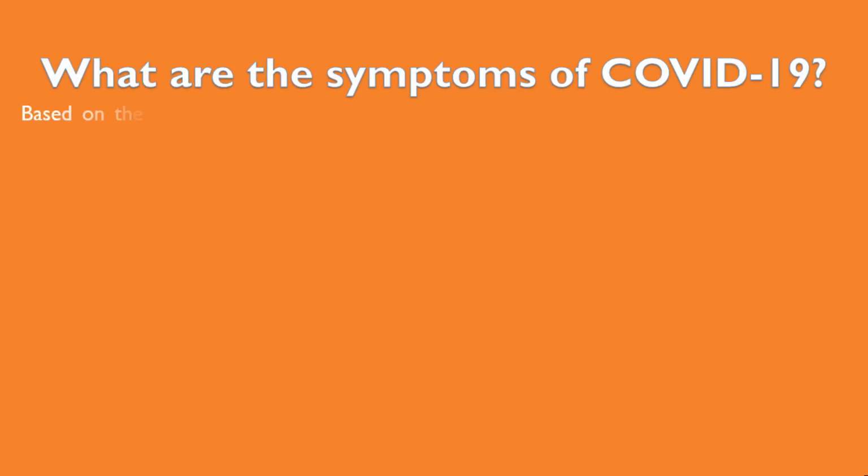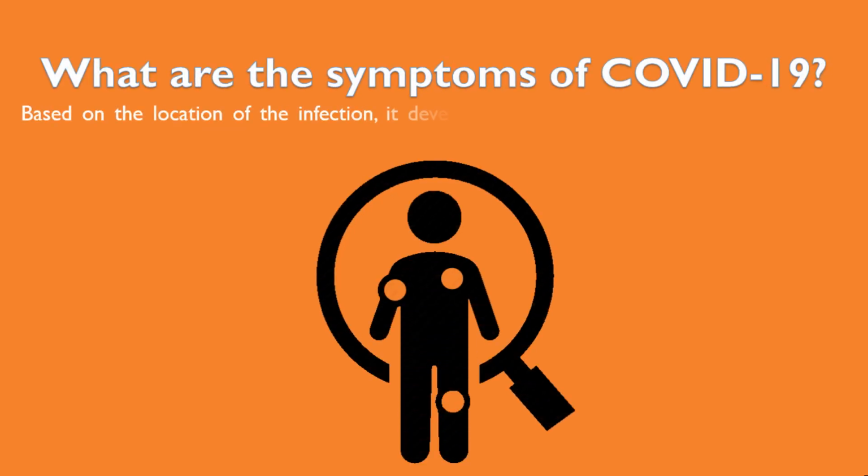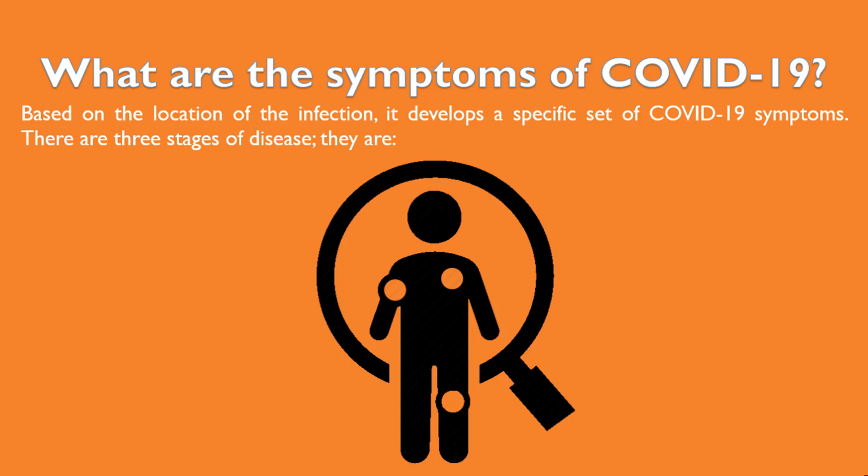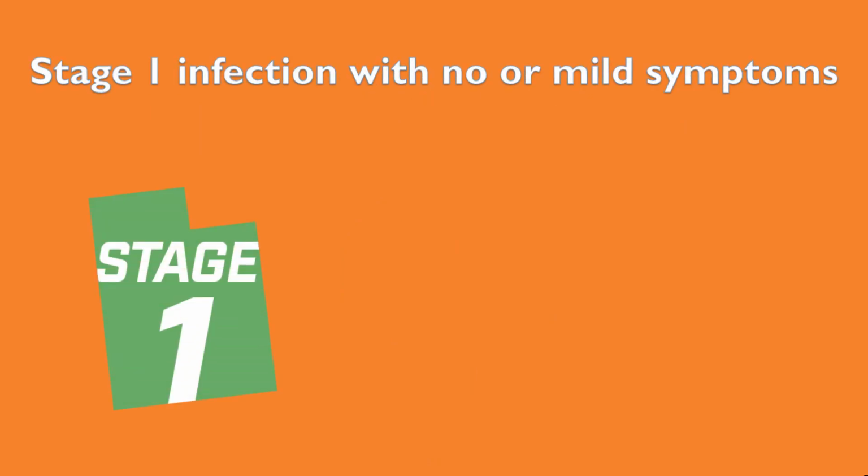What are the symptoms of Covid-19? Based on the location of the infection, it develops a specific set of Covid-19 symptoms. There are 3 stages of disease. They are: Stage 1 infection with no or mild symptoms.